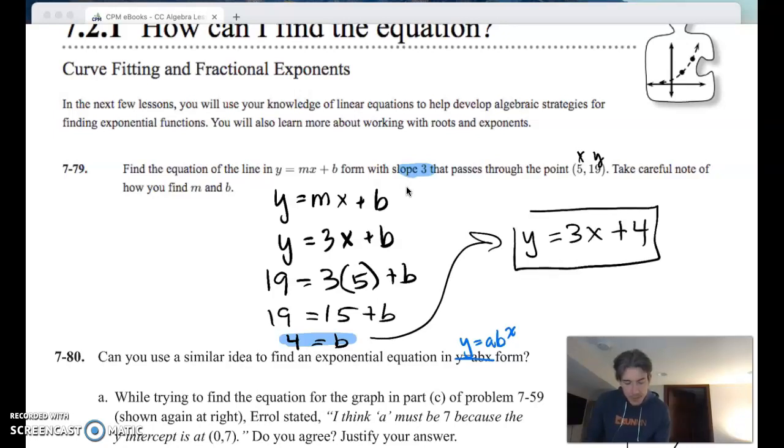Notice I've left x and y in. I do have an independent and dependent variable. When I go ahead and use my calculator or my Desmos, I will be able to graph this, and that graph will represent the relationship between this x and y. It happens to be a linear relationship. So we've used strategies like this. Now let's see how it can apply to an exponential.